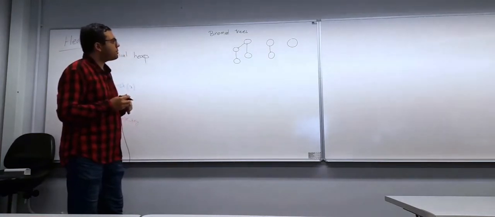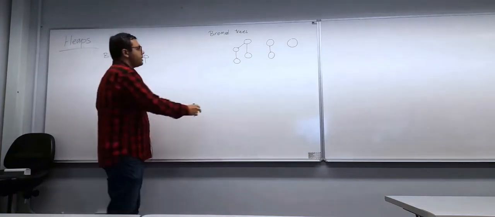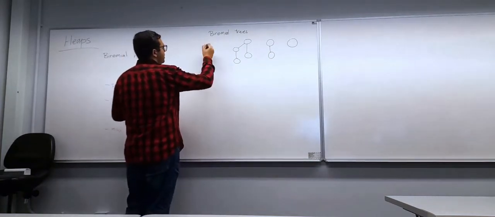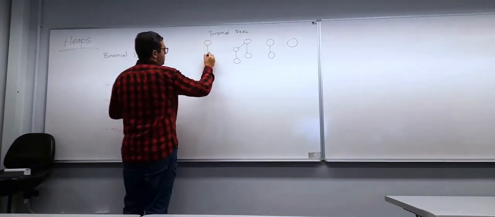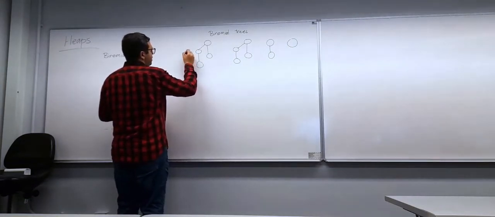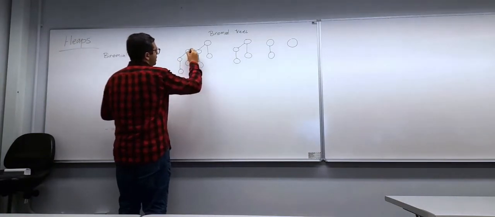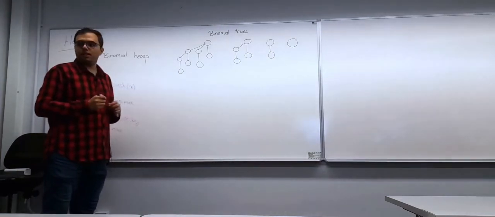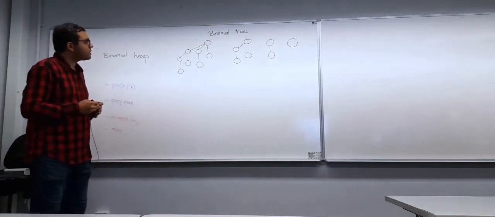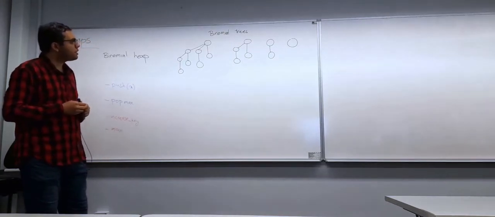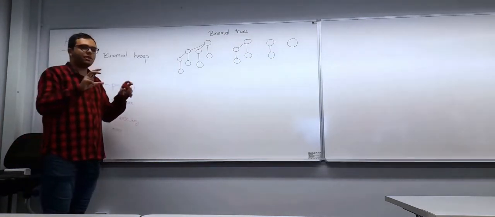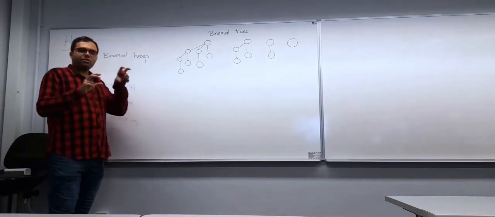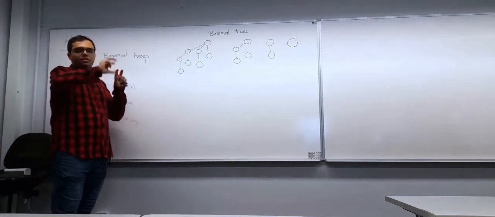Now, of course, if I want a binomial tree of degree 3, I take 2 binomial trees of degree 2 and do the same thing. So this is a binomial tree of degree 2, and I take another one of the same. Then I make this one a child of that. So this is a binomial tree of degree 3, and so on. Whenever I want a binomial tree of degree k, I take 2 binomial trees of degree k minus 1, and I make the root of one of them a child of the root of the other one.